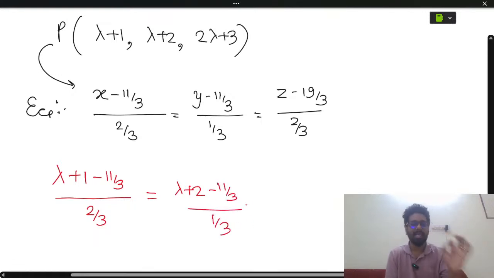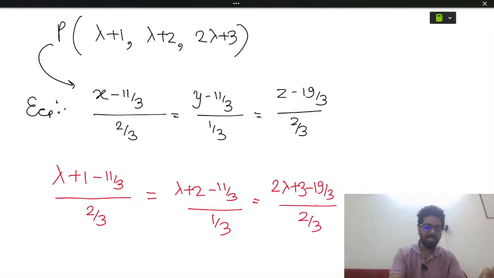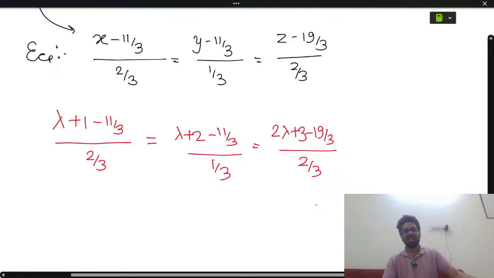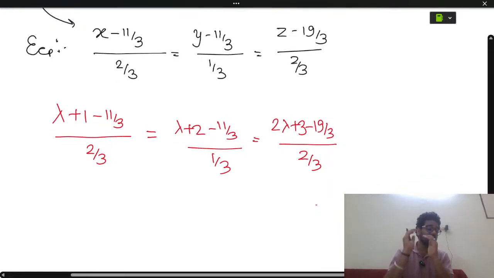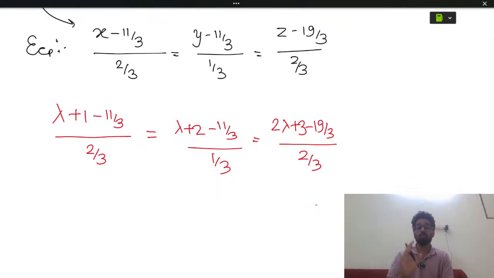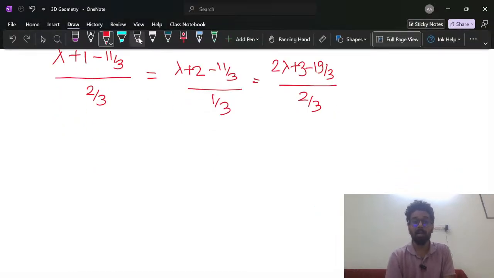Now it's just pure calculation, guys. Nothing is left in this question. Now here z, what is z? (2 lambda plus 3 minus 19 by 3) upon 2 by 3. Guys, I have been teaching this topic for the last 7 years and I am very confident about this topic, and all the questions that we are doing are from the last 25-year analysis. So make sure that you do this chapter. This is one of the chapters where people score very high. You can do all the questions in the examination. So make sure that you have command over it.